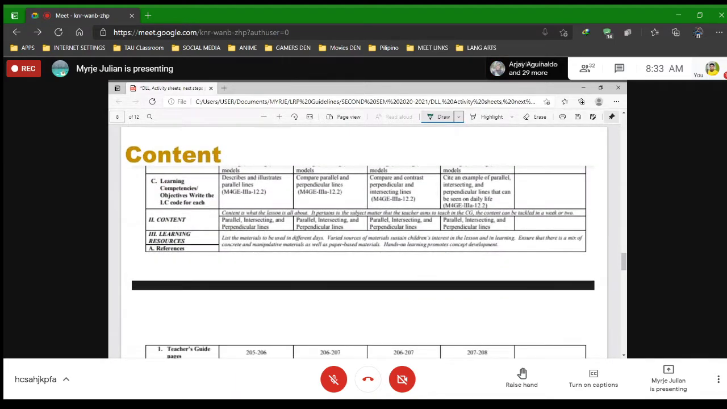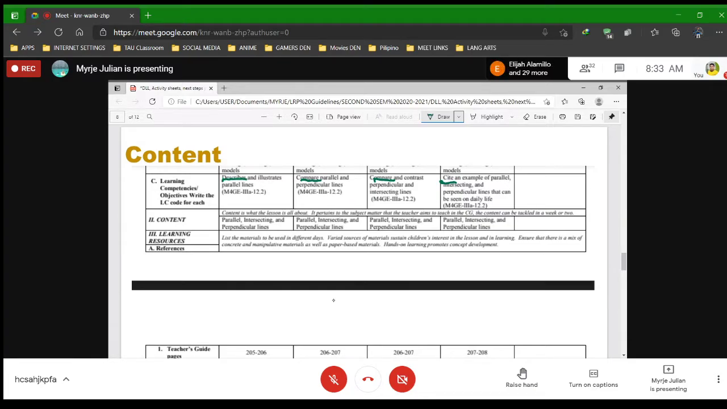Okay, how about this one? Learning content. The assigned learning competency is describes and illustrate parallel lines, and then compare parallel lines and perpendicular lines, and then we have cite examples of parallel. So we have to compare skills, and then one for describe.